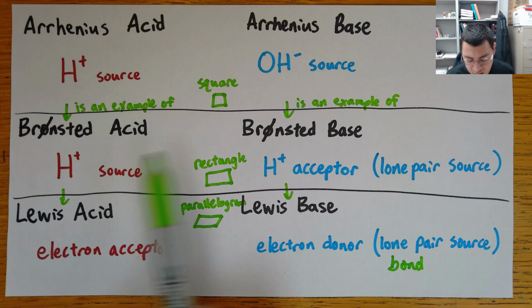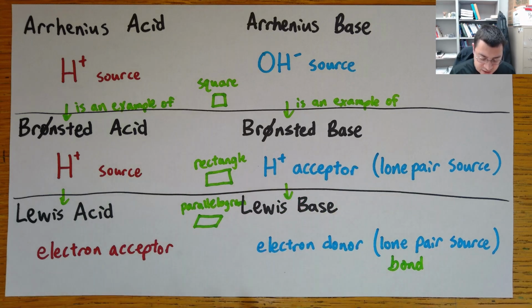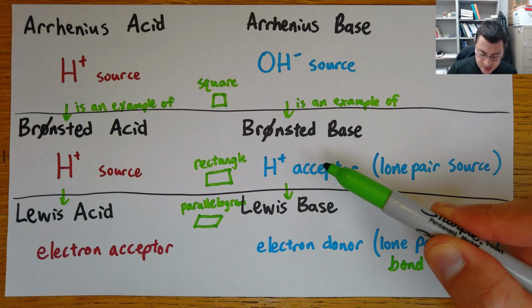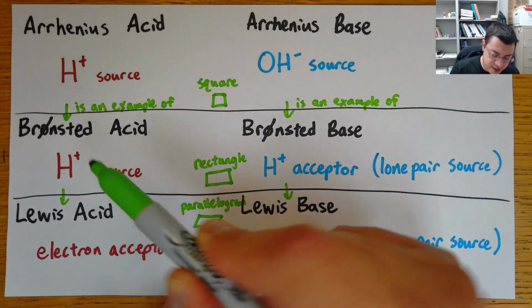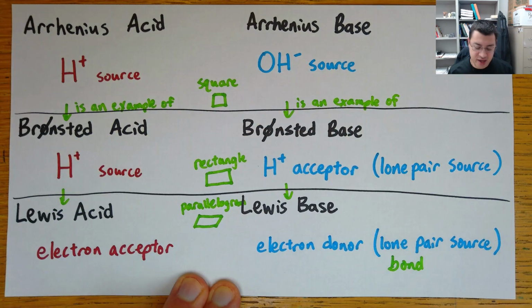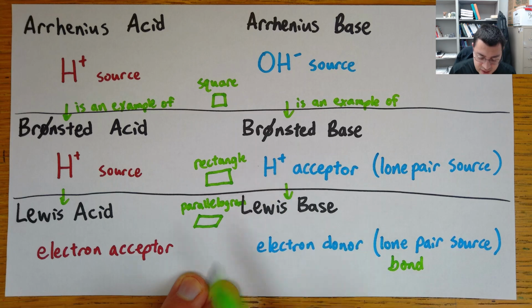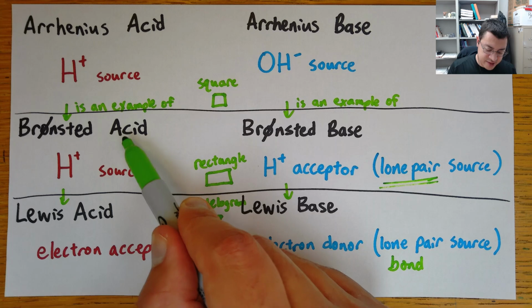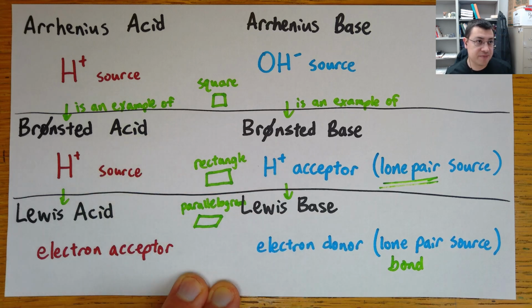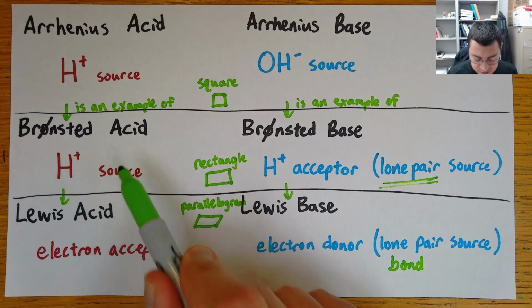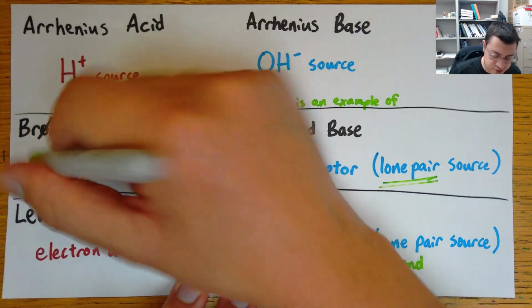Bronsted acid versus Bronsted base, very similar, but we're starting to get a little bit more specific here. The currency when we're talking about Bronsted acid and base is going to be protons, H plus. This is a hydrogen atom, but it's lost its only valence electron, its only electron, and so it has a positive charge overall. A Bronsted base is going to be something that accepts that H plus because it has the electrons to attract it, and the Bronsted acid is going to be whatever gave up the H plus. So that's Bronsted. We're dealing with H plus acceptor versus source.